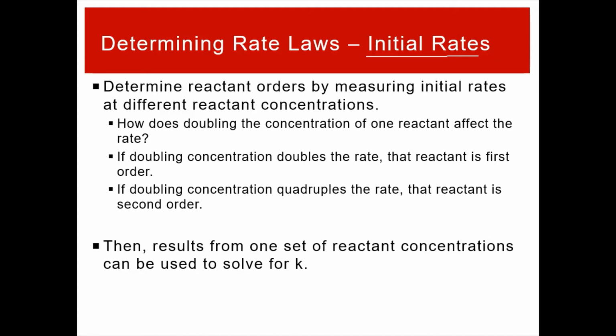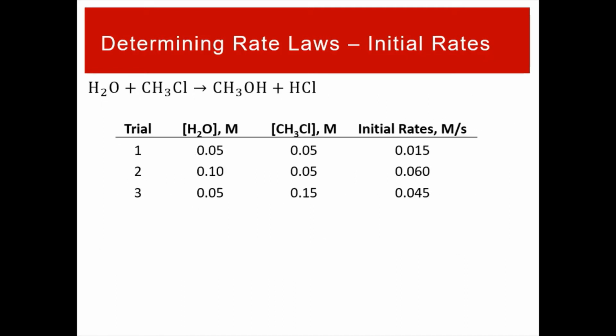We're going to do experiments where we have the concentration of a reactant, we double it, do a second experiment, and then see how the rate changes. We're going to do that in a strategic way to determine the order for each reactant. And then we can put that together to figure out the rate law and figure out K. So let's look at an example.